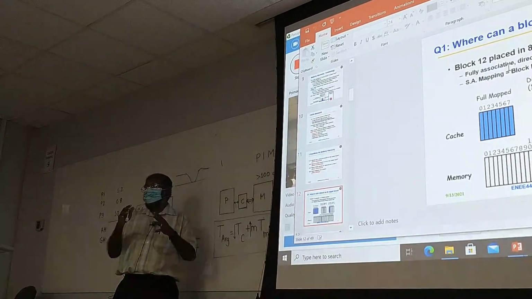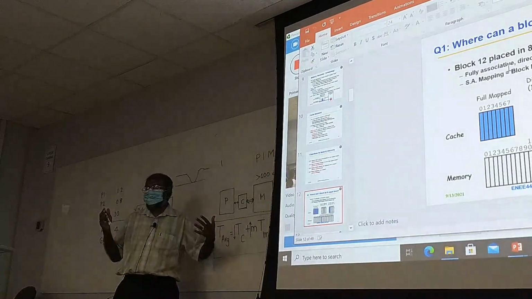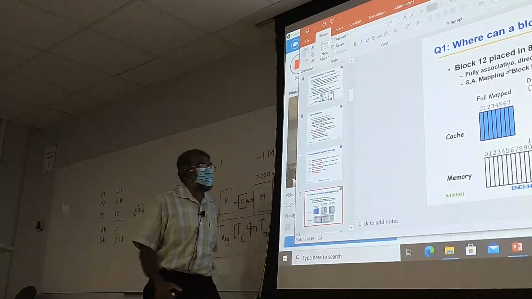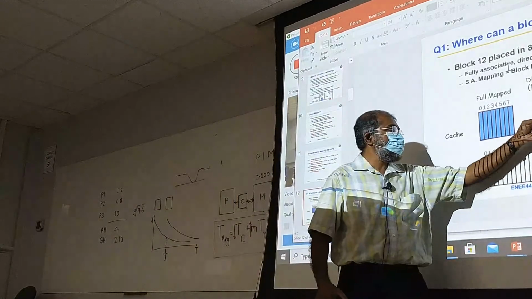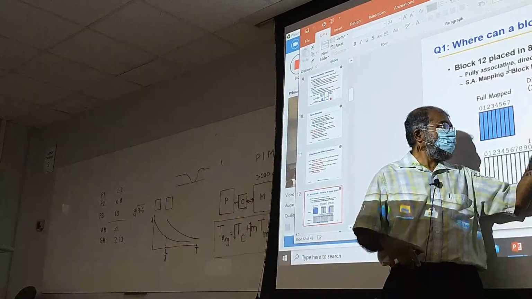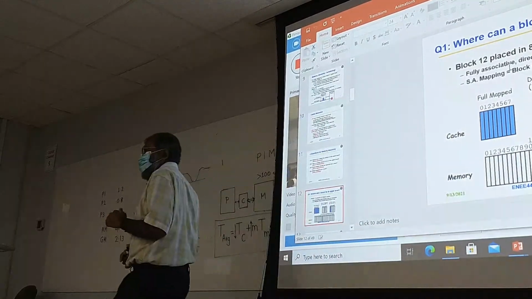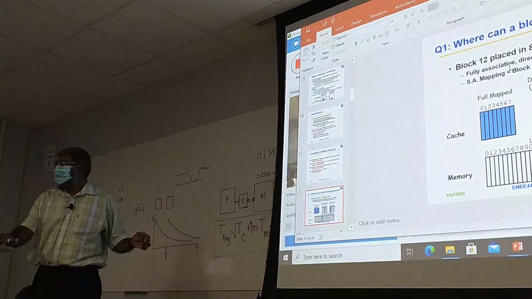Or there are too many conflict misses, so you're trying to increase the associativity. Instead of using direct mapping, you're trying to go to fully associative, or more likely a hybrid of the two, a set associative mapping. Now TC would go up.